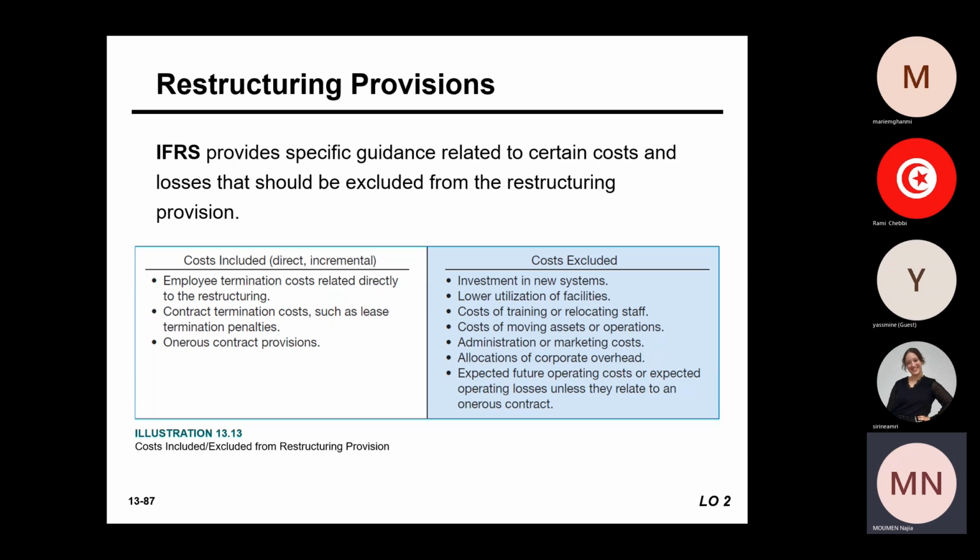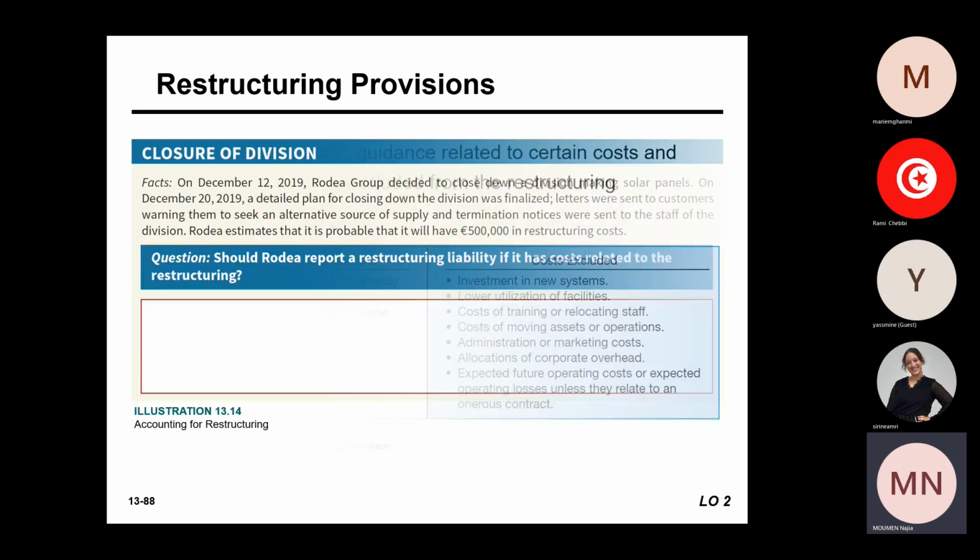Okay, you are allowed to record a provision regarding your future plan for this huge change regarding the scope and the way the business is done here. But at the same time, only certain items should be included within this restructuring. In particular, they are direct and incremental, like employee termination, contract termination, any onerous contract, etc.